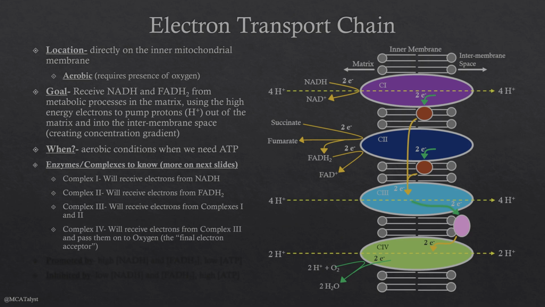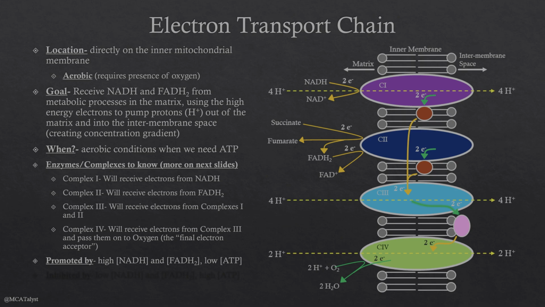And then complex 4 is going to be receiving those electrons from complex 3. It's going to pump some protons, and then it's going to pass its electrons onto oxygen in order to finish the cycle. This is why you might have heard oxygen be described as the final electron acceptor, because it is basically allowing complex 4 to reset itself, pass on the electrons that it doesn't need anymore, so that it can accept new ones in a new cycle.